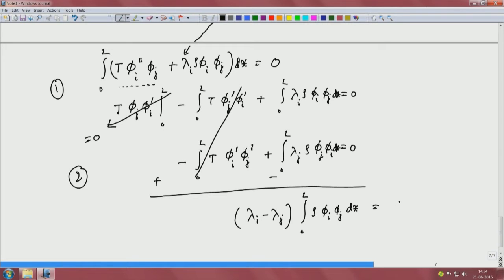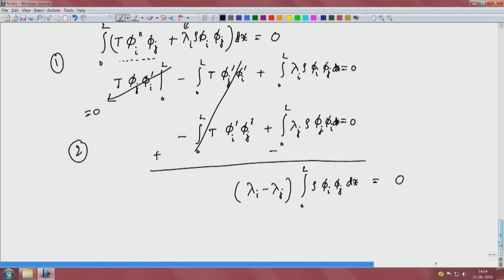This is equal to 0, right hand side is all 0. Now we said that these two are two different eigenvalues. So this is not equal to 0, then this must be equal to 0. That is the orthogonality. So this is the orthogonality property.